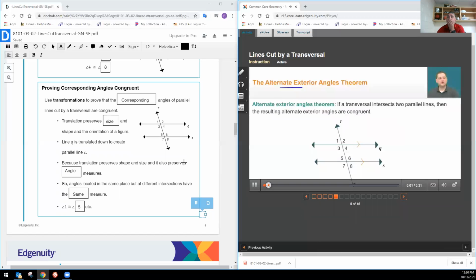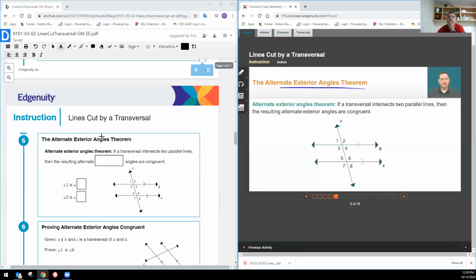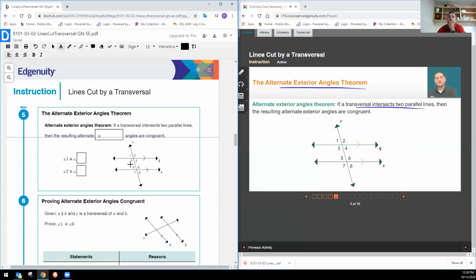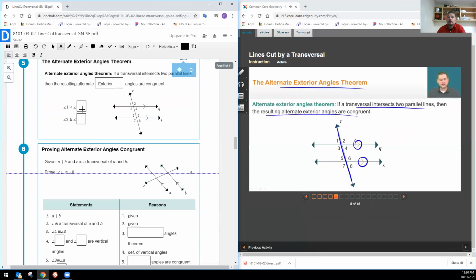Let's take a look at the alternate exterior angles theorem. It states that if a transversal intersects two parallel lines, then the resulting alternate exterior angles are congruent. So, looking at lines Q and S, which are parallel, cut by transversal R, this states that our alternate exterior angles, such as angle 1 and angle 8, are congruent. We can also state that angle 2 would be congruent to angle 7. We'll go ahead and take a look at proving the alternate exterior angles theorem.